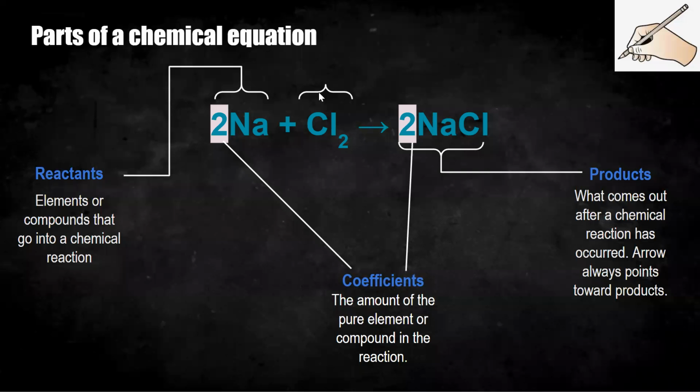Now, the coefficients in a chemical equation describe the amount of the pure element or compound in the reaction. We have actually already learned the typical unit of measurement for those amounts, which is moles. So what this 2 in front of sodium is saying is that 2 moles of sodium are going into that chemical reaction.